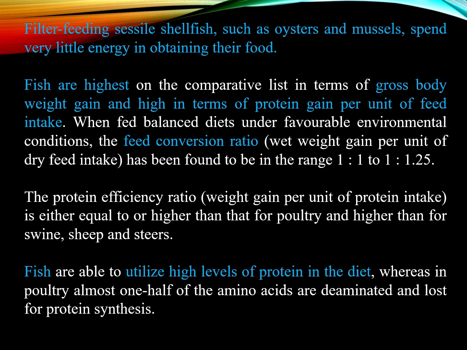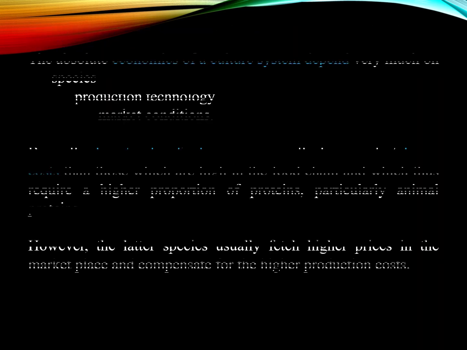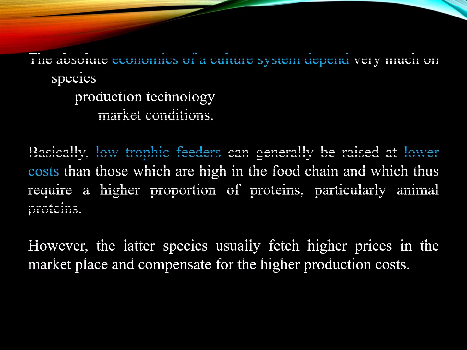The absolute economics of a culture system depend very much on the species, production technology and market conditions. Basically, low trophic feeders can generally be raised at lower costs than those which are high in the food chain and which thus require a higher proportion of proteins, particularly animal proteins. However, the latter species usually fetch higher prices in the marketplace and compensate for the higher production costs. Aquaculture offers the option to produce low or high-cost products, and it is up to the farmer to decide which.